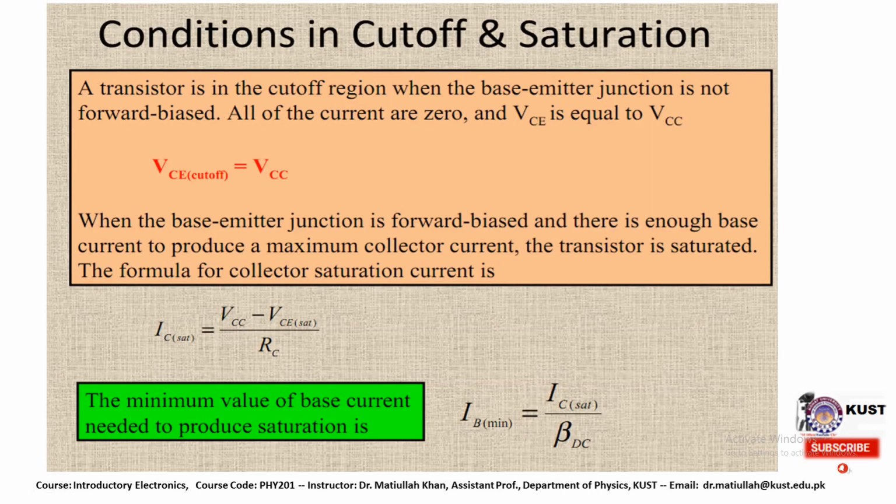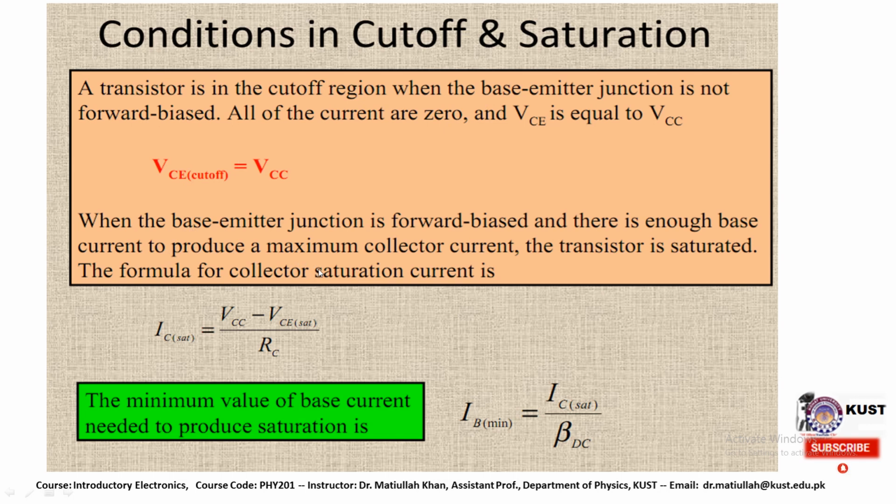Now coming toward the condition of cutoff and saturation mode. If we consider a transistor, when it is in cutoff region, then the base-emitter junction is not forward biased in that particular case, and all of the current is zero. And in this particular case, the VCE, the voltage across the collector emitter, should be equal to VCC. So this is actually the specific condition for that.